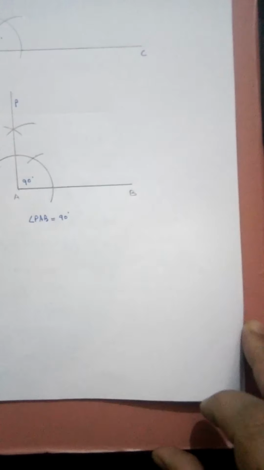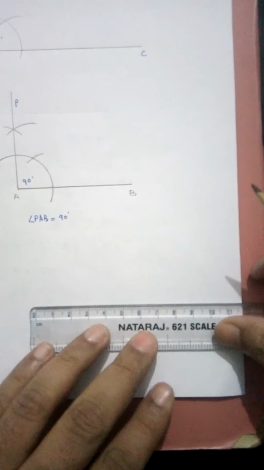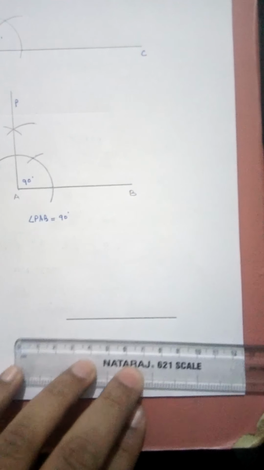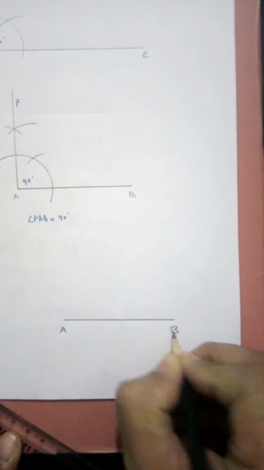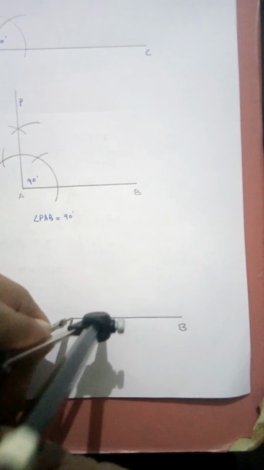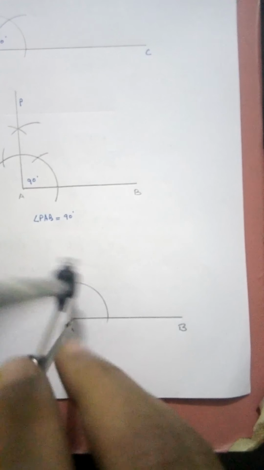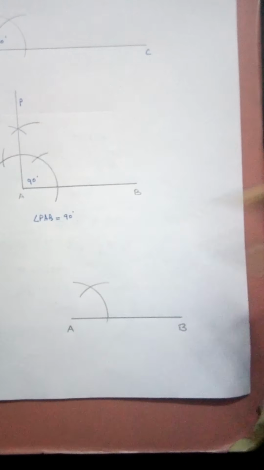So one more we can do, that is 30 degree angle. This will be obtained by bisecting the 60 degree angle. So what will I draw? First I will draw one line segment, name it as AB. Take the compass, take an arc of suitable radius, and I will cut an arc like this, and on this arc again I will cut an arc. This will be the 60 degrees.